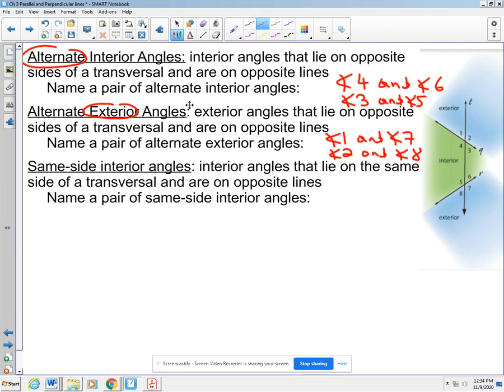And the last new name for today, same side interior angles. So look at the name, same side interior angles. Same side interior angles are angles that lie on the same side of a transversal and are on opposite lines. So one pair would be 4 and 5. And the other pair would be angle 3 and angle 6.